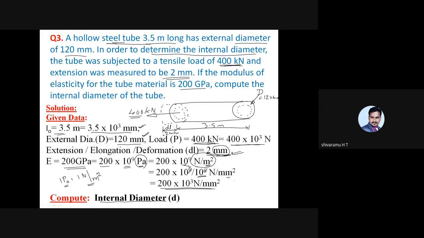It is very simple. Whenever it is given in terms of gigapascal, we can express it in terms of 10 power 3 Newton per millimeter square. We need to add 10 power 3 to the gigapascal value to express it in terms of Newton per square millimeter. And here it is asked to compute the internal diameter of the hollow tube.